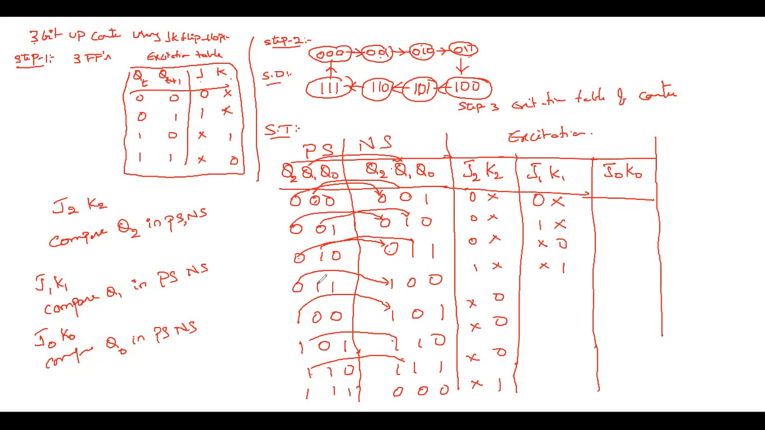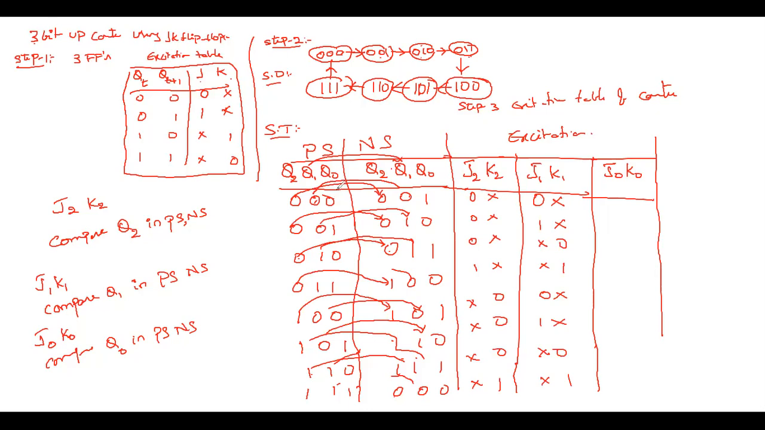1 2 3 4. Next 0 0. Again 0 0, 0 don't care. Next 0 1, 1 don't care. Next 1 1, don't care 0. Next 1 0, don't care 1.